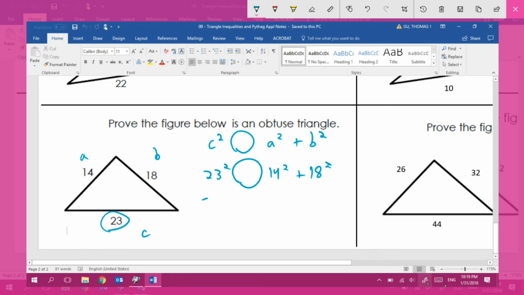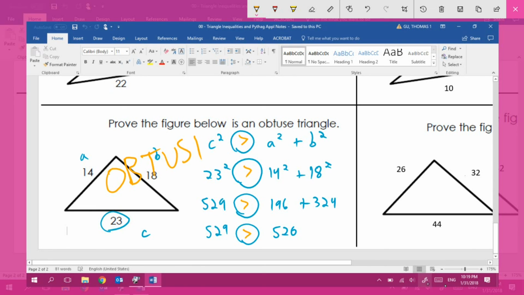23 squared is 529. 14 squared is 196, plus 18 squared is 324. And then let's add these numbers together. This is 520. And now is 529 greater than 520? It's greater than. And look at that, c squared is greater than a squared plus b squared. Therefore, this is obtuse.